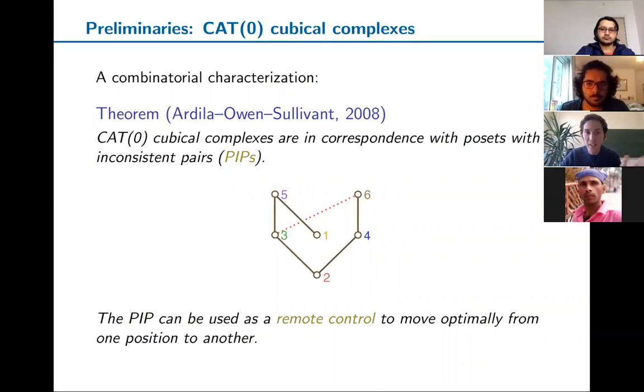Okay. So instead of telling you the details about these results, let me tell you how to construct this PIP, and let me tell you how to use it to move your robot.